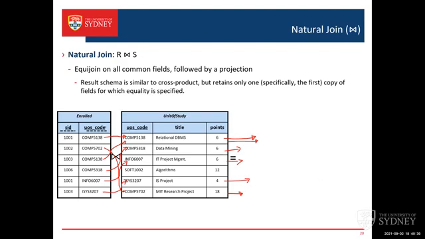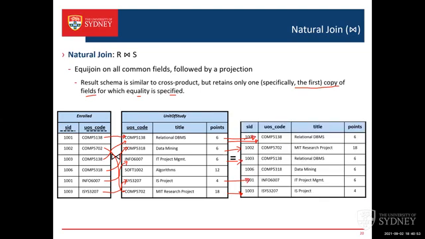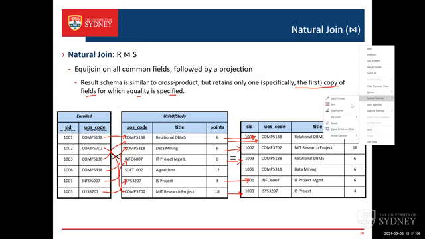Since we have common attributes, and they are the same, we'll write them only once. Specifically, it keeps the first copy of the fields for which equality is specified. That means from the enroll table in this case. That's why we have 4 columns. Unit of study code we are not repeating because they are the same. Then title and the other columns, and we have 6 rows there.